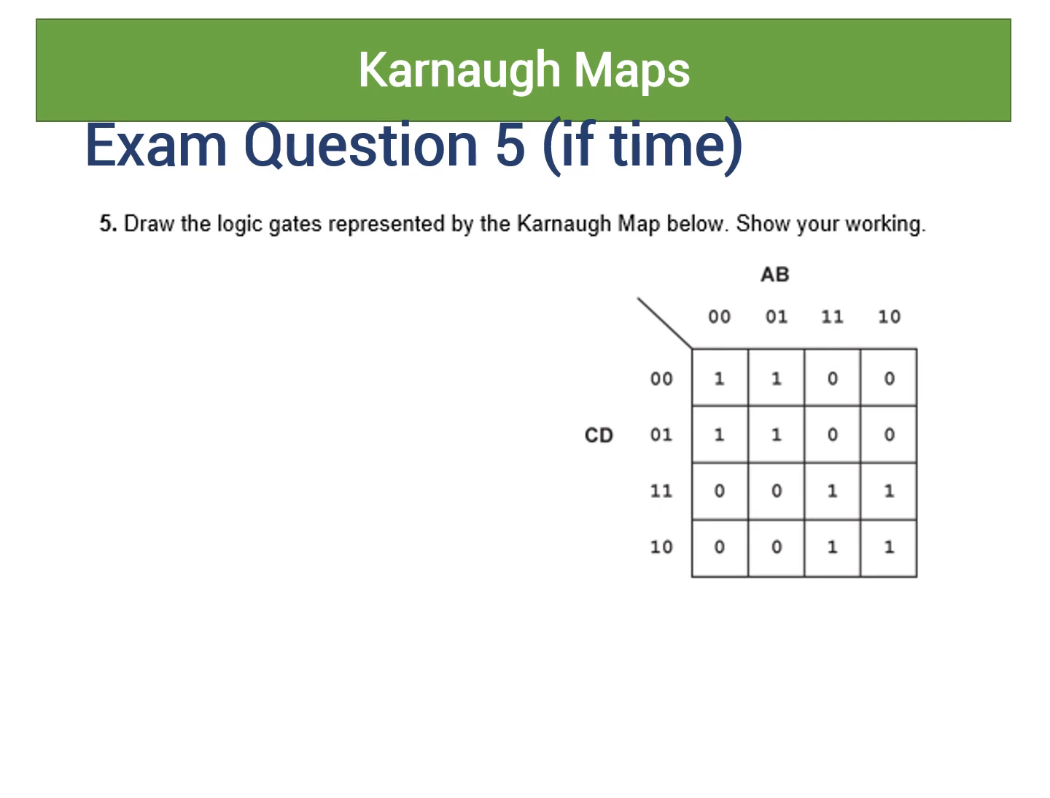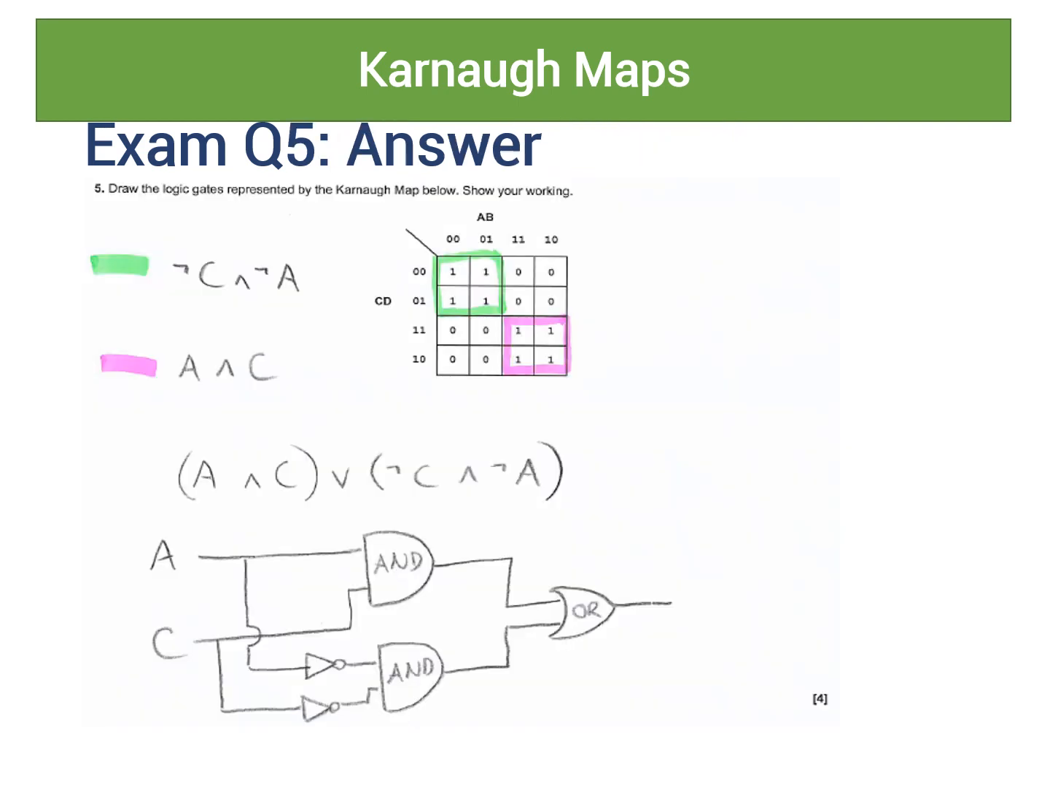Again, a very similar question, but this time you've got to draw the logic gates represented by the Karnaugh map. Show your working. So let's find the groups first and then draw the logic gates. So here you can see it's not C and not A, or A and C. So when we're drawing these, we can do our inputs first. So we just need 2 inputs, A and C.